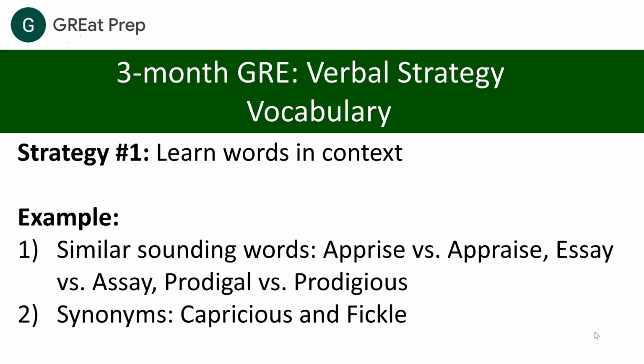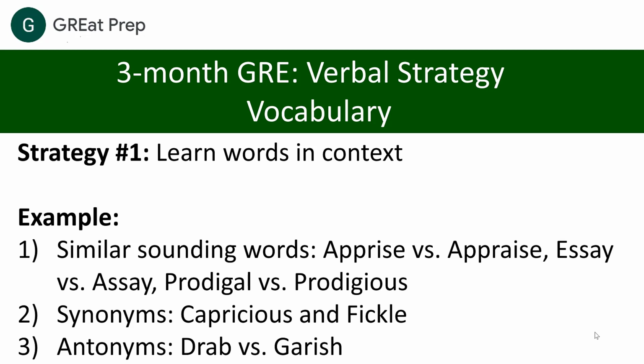The other way to learn words in context is learning words that are synonyms at the same time. For example, capricious and fickle mean the exact same thing, but they are in different sections of your word list. One comes under C and the other comes under F. Trying to learn these separately is not the best strategy. However, learning them together will help you kill two birds with one stone because both these words mean the same thing.